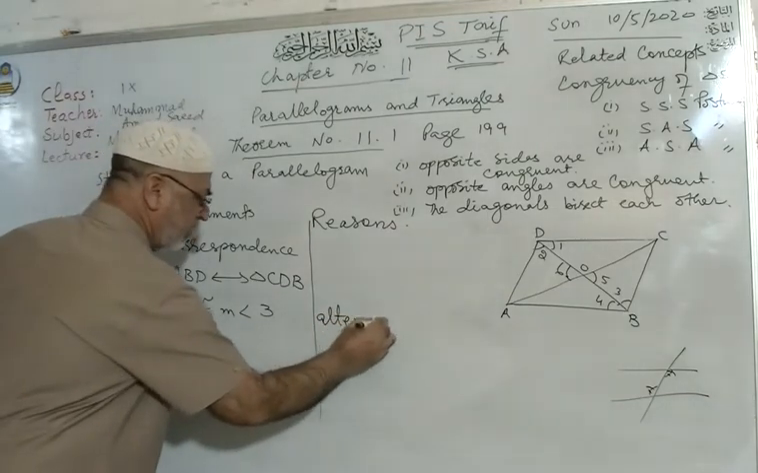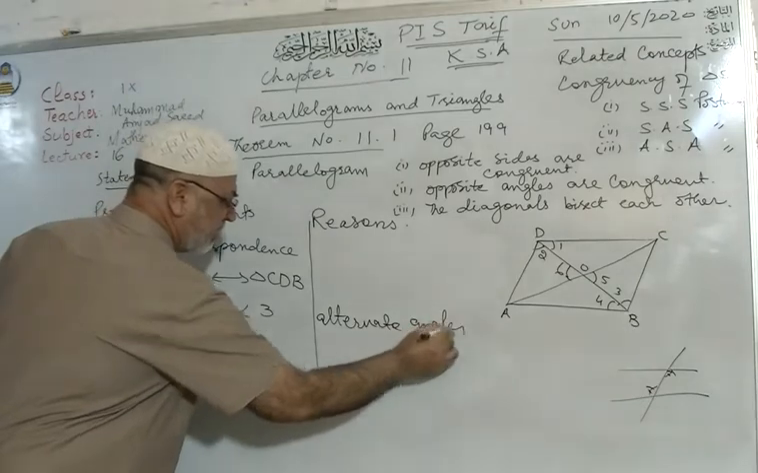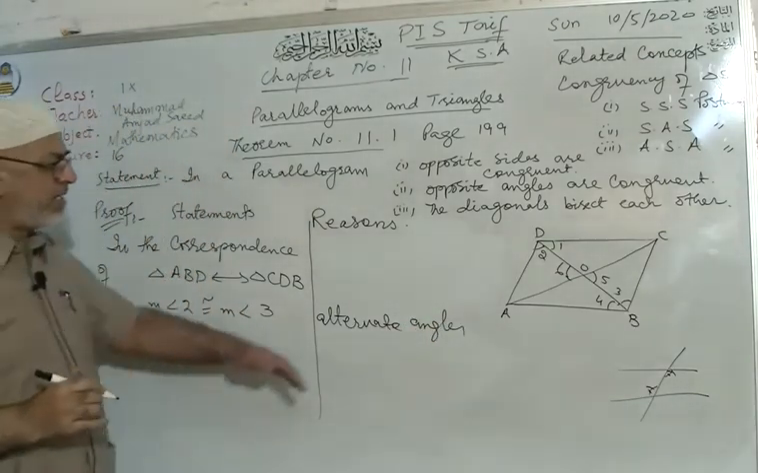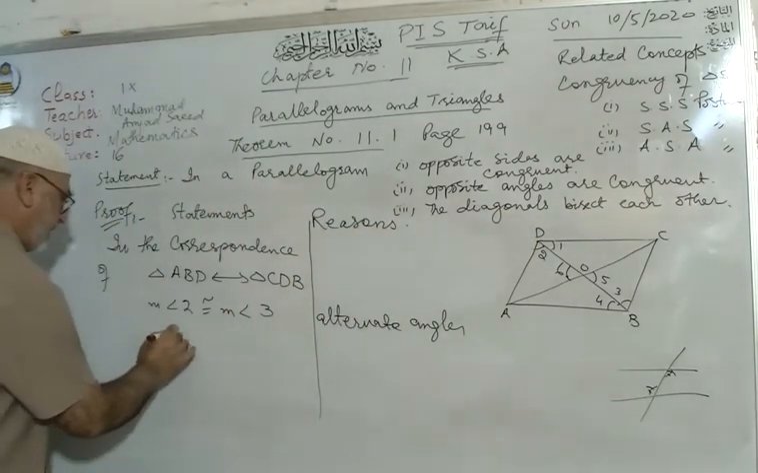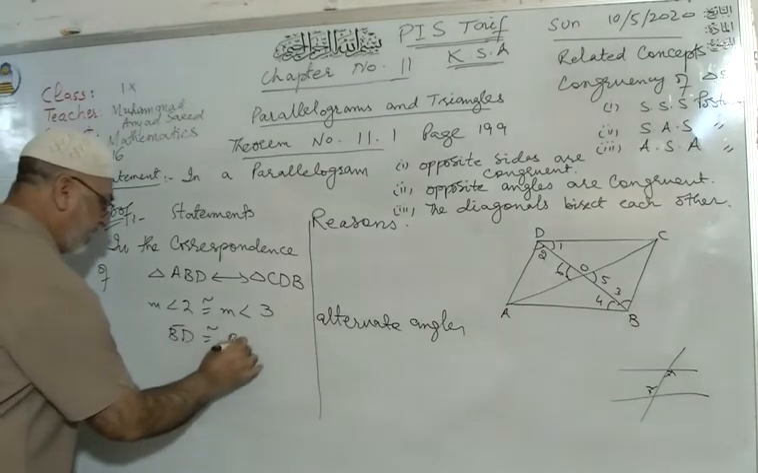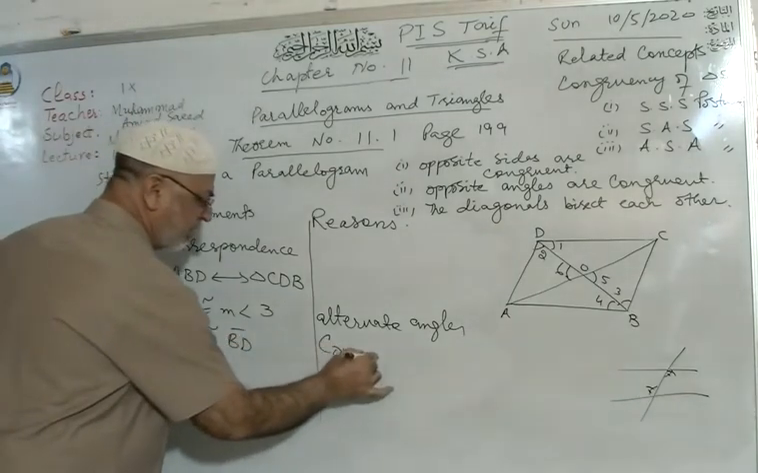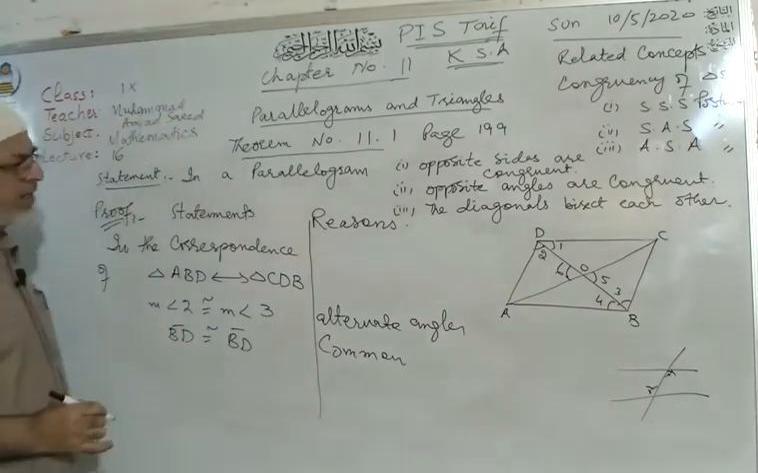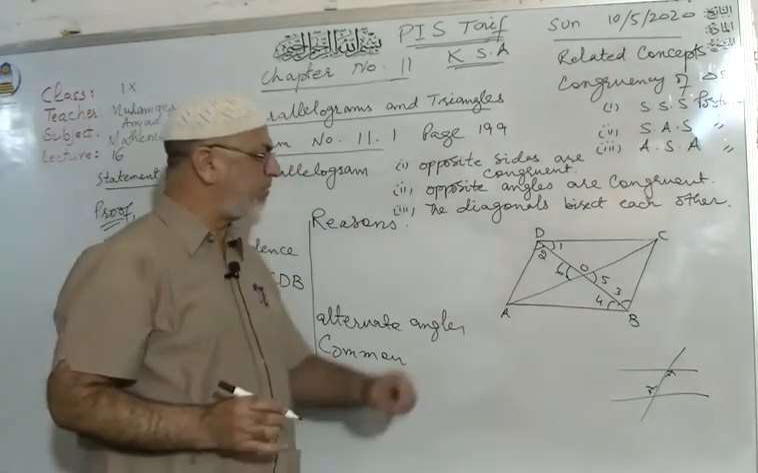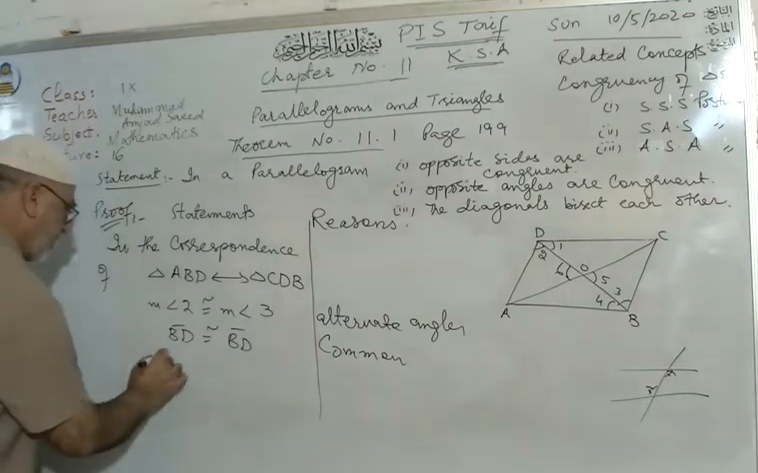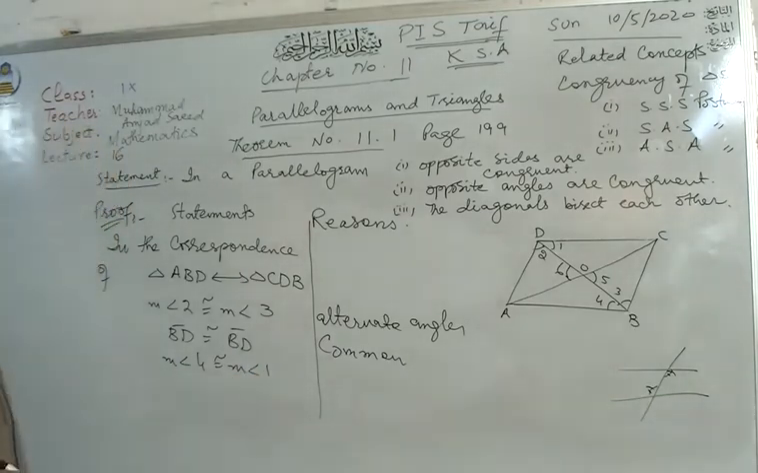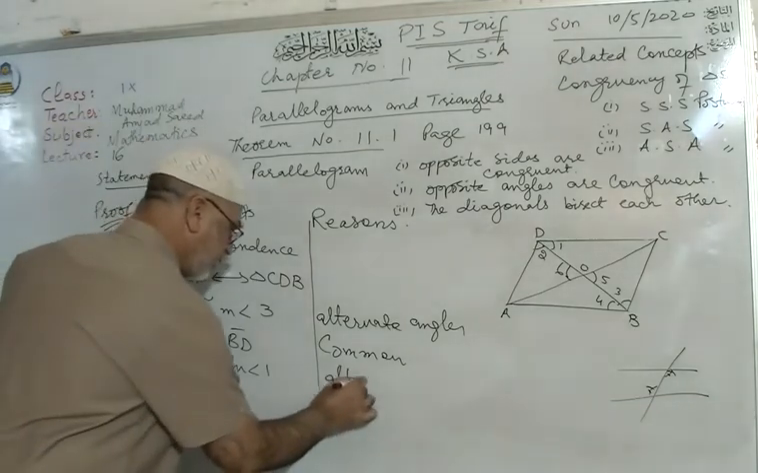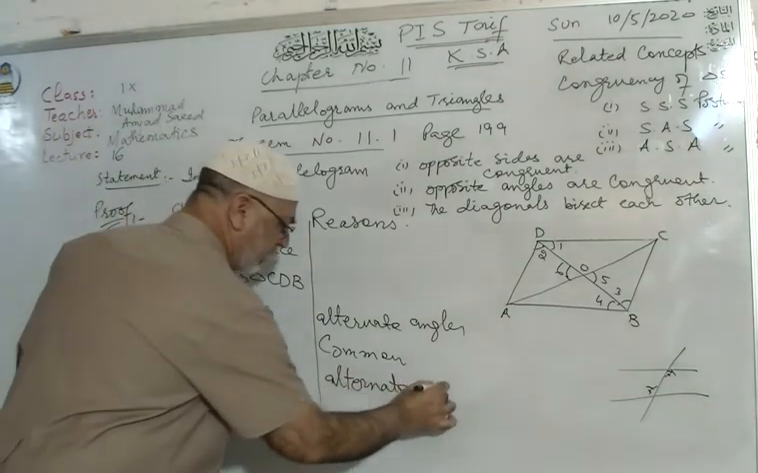Reason: alternate angles of two parallel lines. Parallel lines are AB and DC. Similarly, BD is congruent to BD. This is common. And angle 4 is congruent to angle 1. Angle 4 is congruent to angle 1. Again, alternate angles.